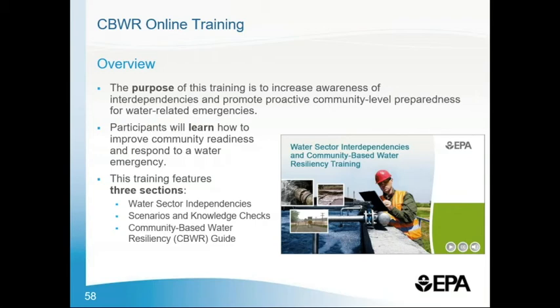Now it's broken down into 3 different sections. The first is going through those interdependencies, the water sector interdependencies. The second is scenarios. Various scenarios are presented, and then we give some knowledge checks along the way to keep the folks who are taking the training engaged and thinking about how they would respond. And then we also reference our other tool, the Community-Based Water Resiliency Guide, which was formerly known as the CVWR tool.